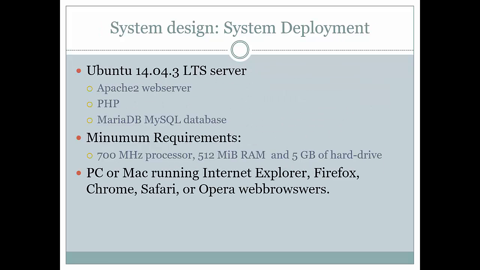System design, system deployment. For this project, we were given an Ubuntu 14.04.3 LTS server. On that server, we installed Apache 2 web server, PHP, MariaDB, MySQL database for the models. The minimum requirement for this Ubuntu server is 700 MHz processor, 512 megabytes of RAM, and 5 gigabytes of hard drive space. For the client side, a PC or Mac running Internet Explorer, Firefox, Chrome, Safari, or Opera web browsers will be sufficient.